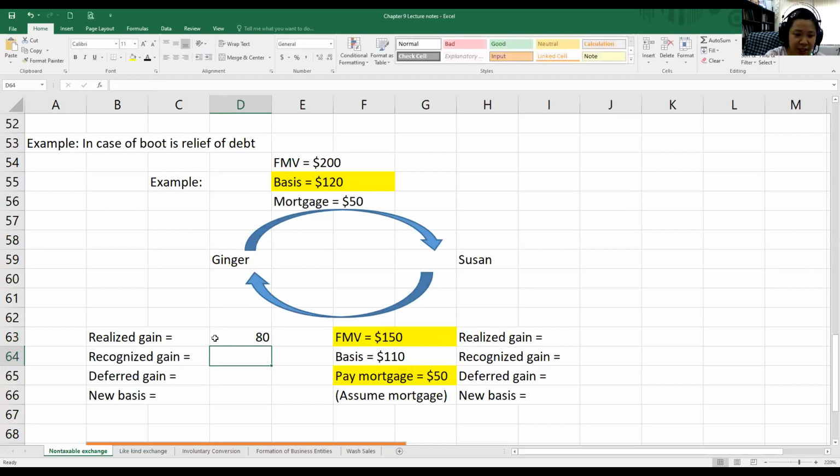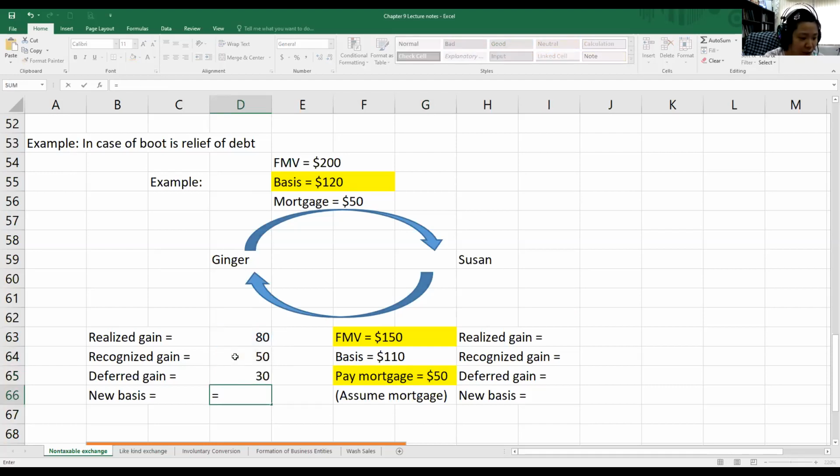Does she recognize any gain? The answer is she will have to recognize gain because she's the one who had the relief of debt, and the relief of debt is treated as boot. So she received the boot, and she has to recognize up to 50. And how much does she defer? Because her realized gain is 80 but she recognized only 50, she defers a gain of 30.